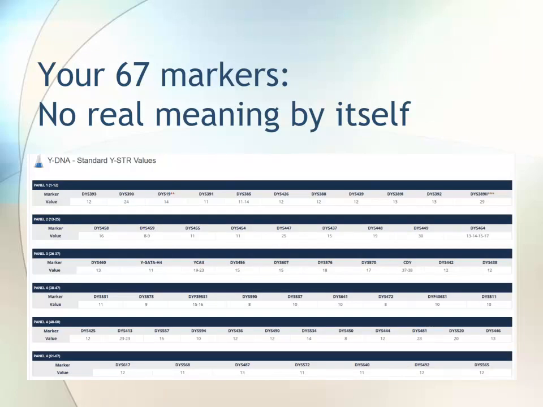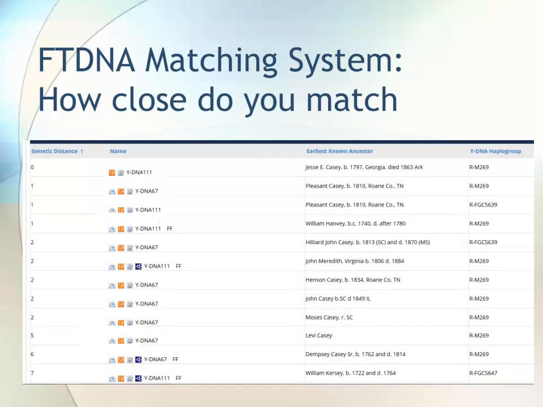So you get your 67 marker test back. Here is an output screen, but by itself it has no relevant meaning. All it shows you is your marker values. It only has any kind of context when you compare it with other testers. Using the FTDNA Matching System, it takes a potential tester and shows you all your matches. On the far left of this column, you'll see genetic distance varying from 0 to 7.